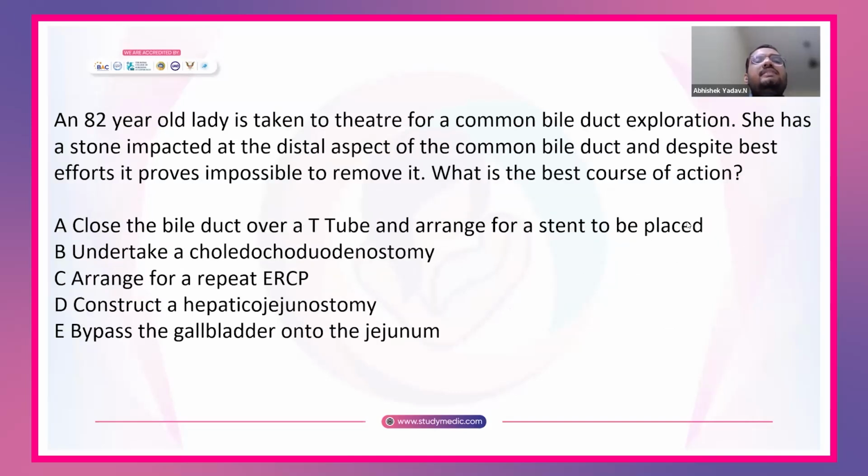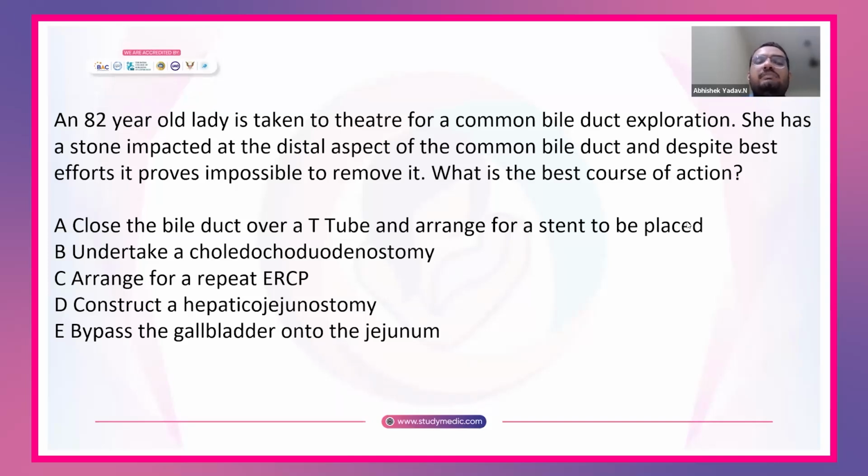An 82-year-old lady is taken to theatre for common bile duct exploration. She has a stone impacted in the distal aspect of the common bile duct. Despite the best efforts, it proves impossible to remove it. What's the best course of action? So there is a gallstone present in the common bile duct. Now surgery itself is unable to remove it. So what is the next course of action you're going to take?